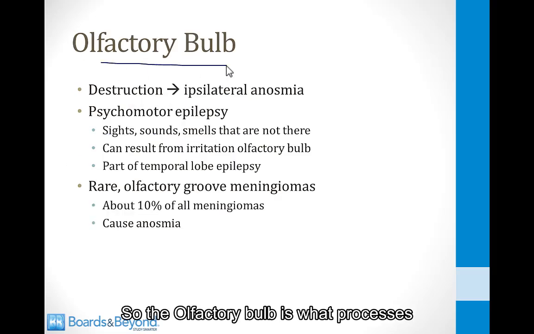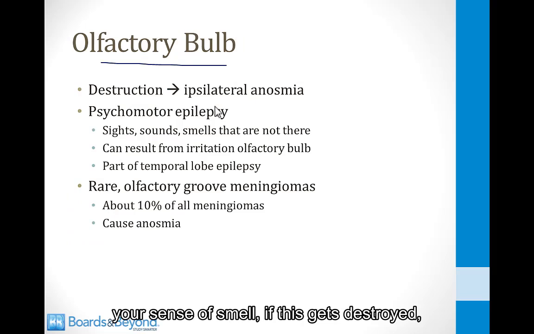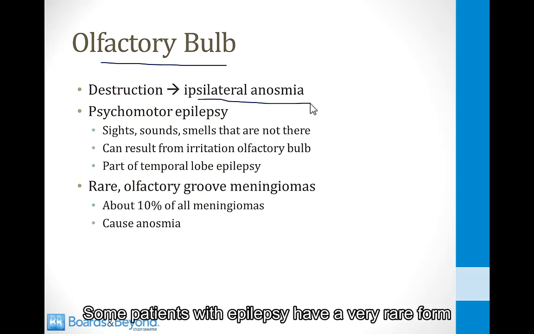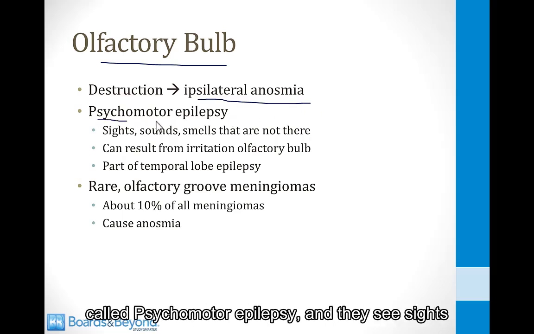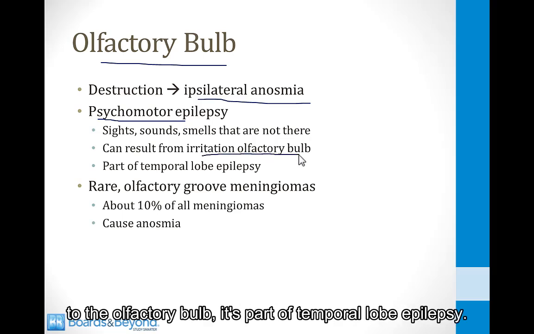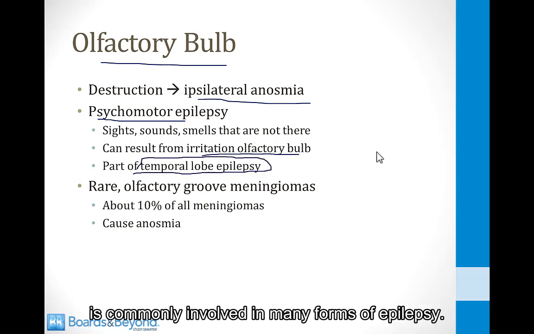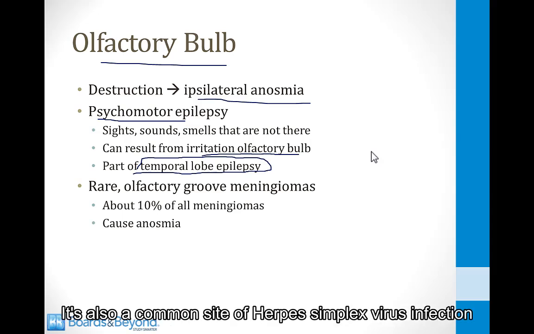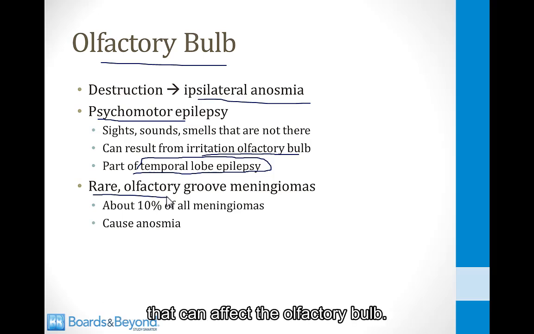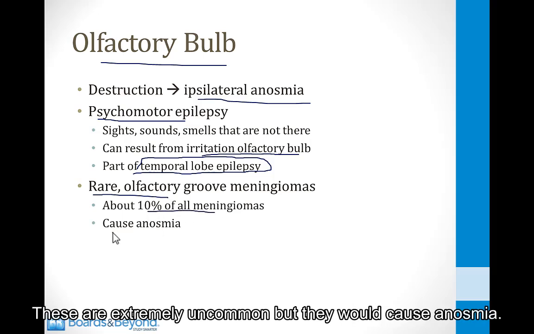So the olfactory bulb is what processes your sense of smell. If this gets destroyed, you get ipsilateral anosmia, meaning you can't smell on one side of your body. Some patients with epilepsy have a very rare form called psychomotor epilepsy, and they see sights and hear sounds and smell things that aren't there. They can get this when they get irritation of the olfactory bulb. It's part of temporal lobe epilepsy. And you should know that the temporal lobe is commonly involved in many forms of epilepsy. It's also a common site of herpes simplex virus infection, which can lead to seizures. There are rare olfactory groove meningiomas that can affect the olfactory bulb. These are extremely uncommon, but they would cause anosmia.